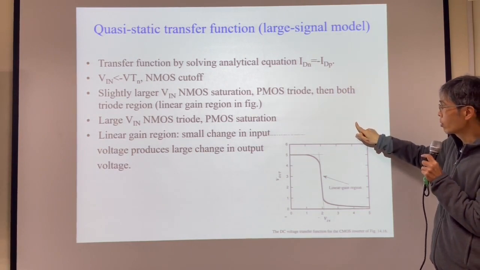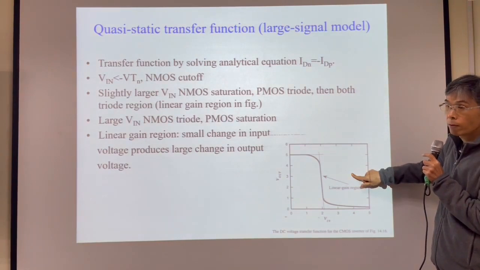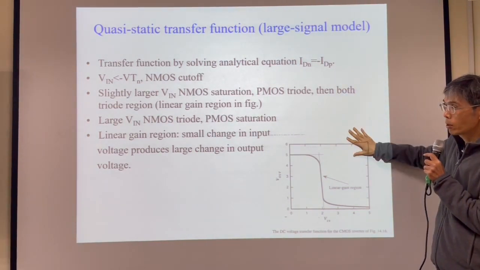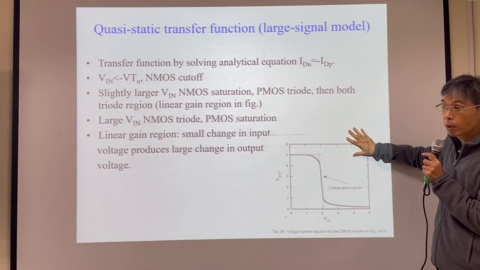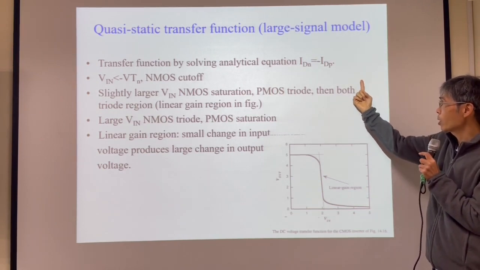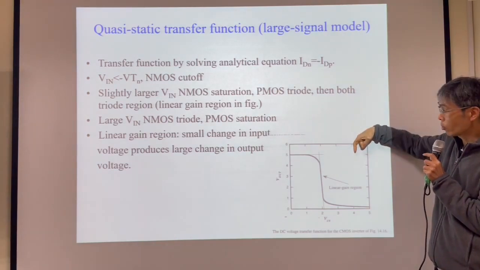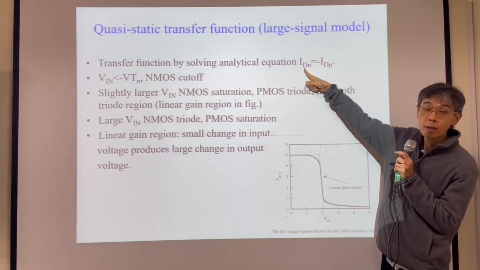So for PMOS, current goes through this way. For NMOS, current goes through this way. For these two currents to be the same, you need to say minus IDP. IDP this way, minus IDP this way. So minus IDP equal to IDN. Okay?